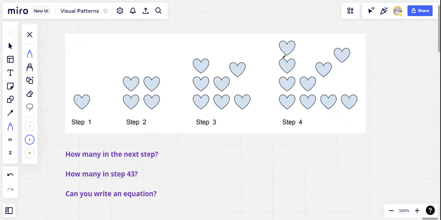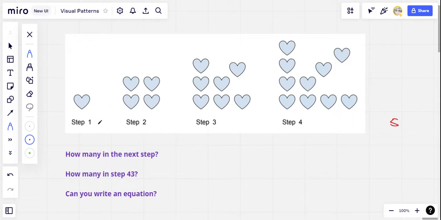So we've got a visual pattern here, and we've got the step numbers laid out, 1, 2, 3, and 4. And your challenge is to predict how many will be in the next step. So how many in step number 5? How many of these hearts? And then, if you can, how many in step 43? And can you write an equation to model the number of hearts in any step at all? So if you'd like to take that challenge, pause the video and give it a try.